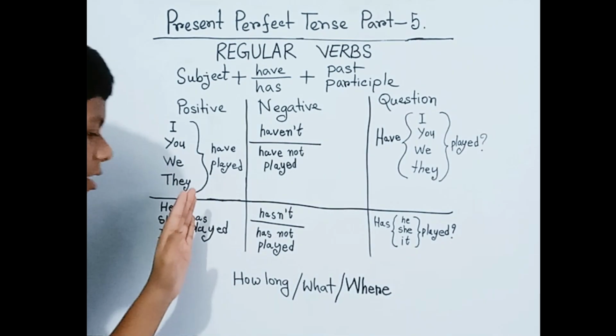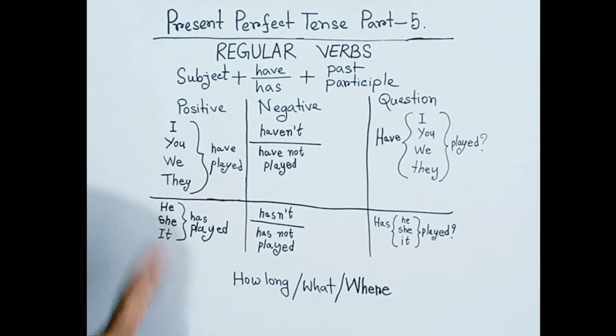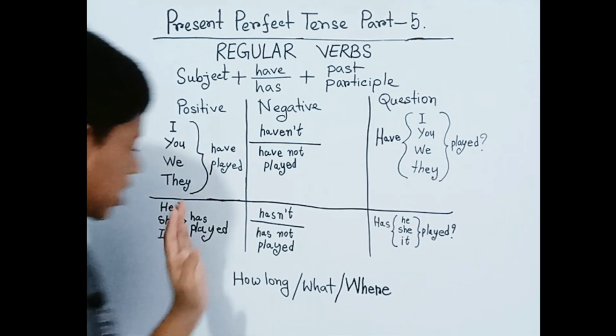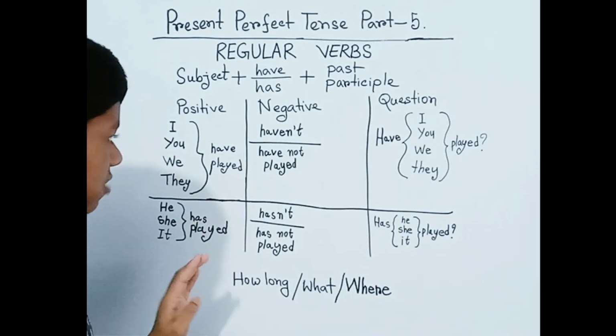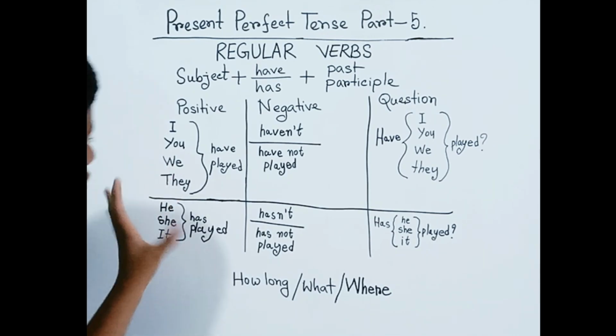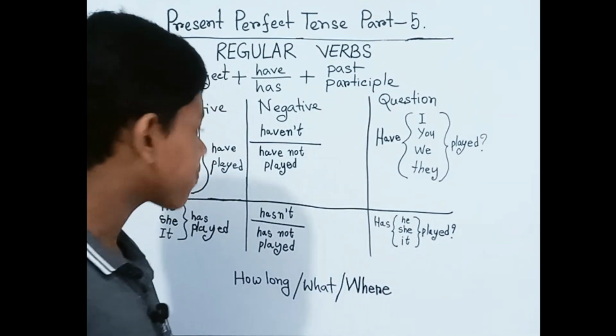The next one is the same. Has is generally used with the third person singular. Like this: he has played, she has played, it has played. These are the main ones, and we have already understood the positive sentences.